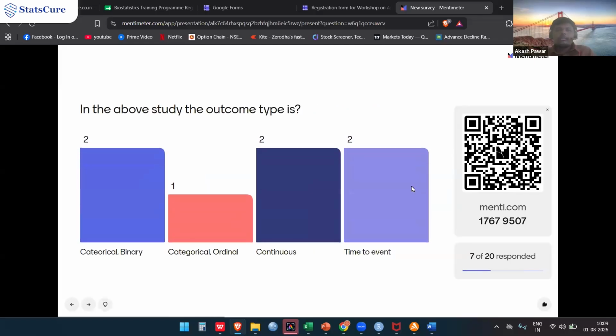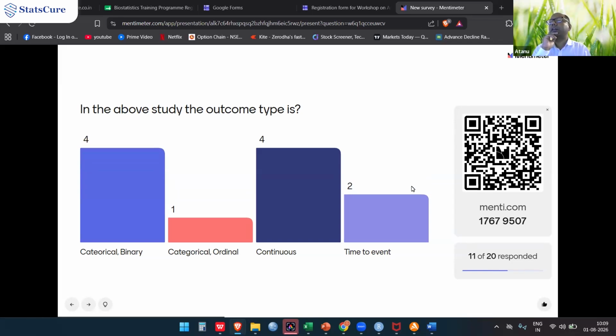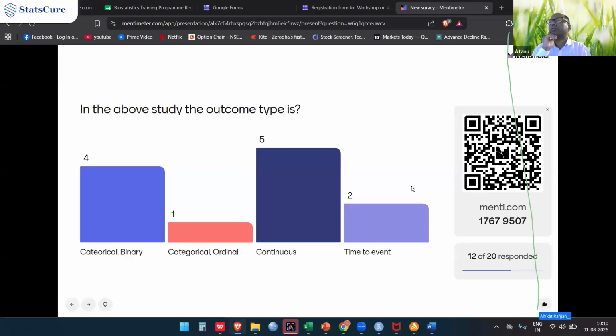In the above study, the phase 2 study which we described, what is the outcome type? Okay. So what was the objective in the phase 2 study? It was response rate. Okay. So if the response rate is the outcome, then what type of outcome would we call it? Is it categorical binary, categorical ordinal, continuous, or time to event? Okay. It's a response rate.